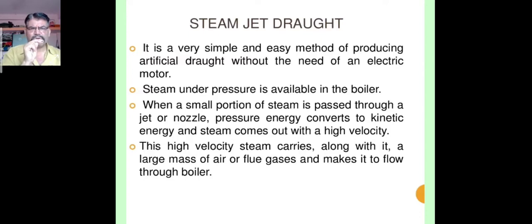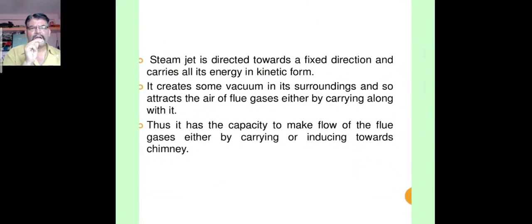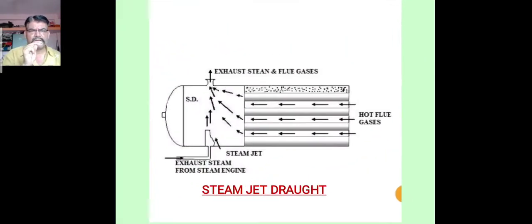As I told you, it is a simple, easy method of producing artificial draught without the need of an electric motor. So the steam jet creates some vacuum in the surroundings, and attracts the air or flue gases by carrying them along with it. Thus it has the capacity to make the flue gases flow, either by carrying or inducing them, towards the chimney. Flue gases are the burned gases that go to the chimney.